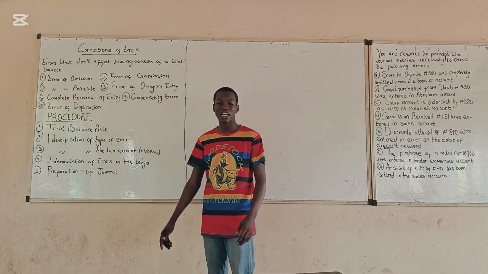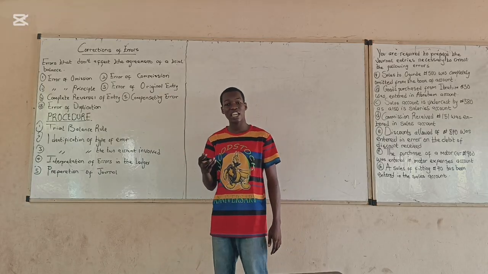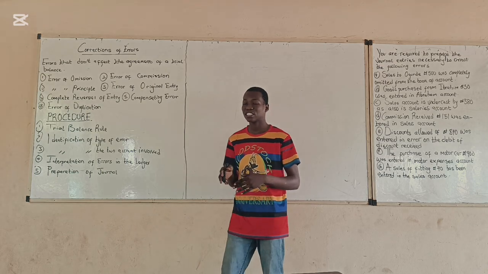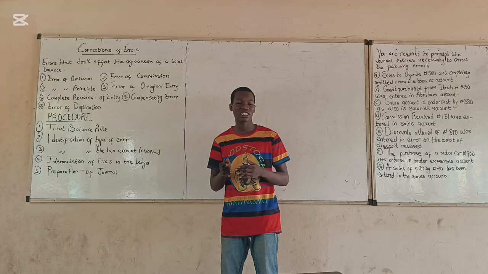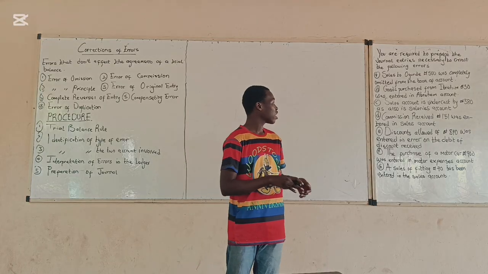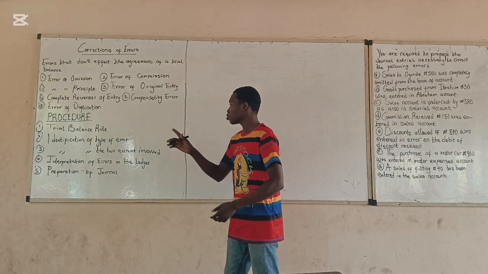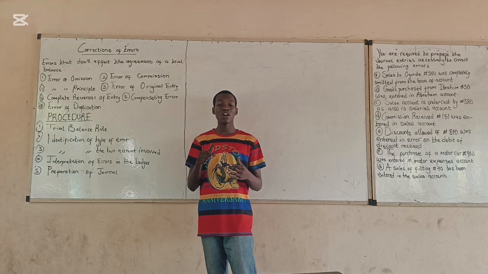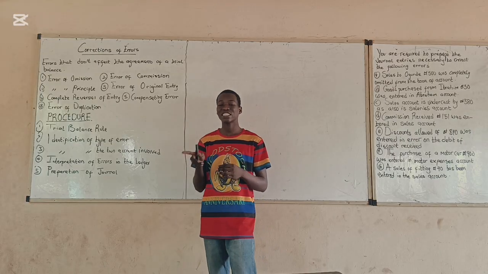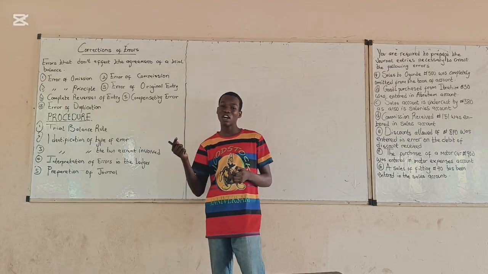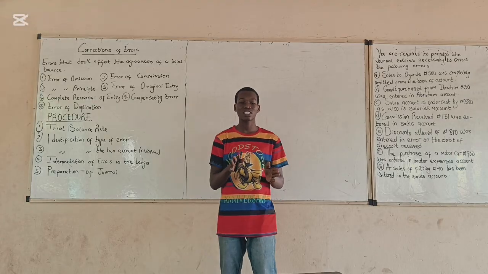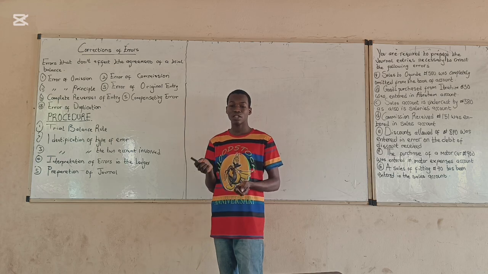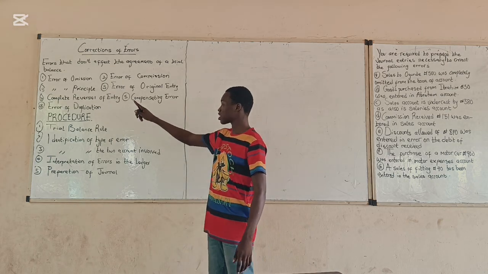Now let's move to error of original entry. Error of original entry occurs when a wrong amount is entered in the debit and credit side. I said when a wrong amount is entered in the debit and credit side. There are some questions here, so just know that error of complete reversal of entry occurs whereby the account that is supposed to be debited was credited, while the account that was supposed to be credited was debited. So that is error of complete reversal of entry. The account that you are supposed to debit, you credited it. The account that is supposed to be credited, you debited it. It is complete reversal of entry.